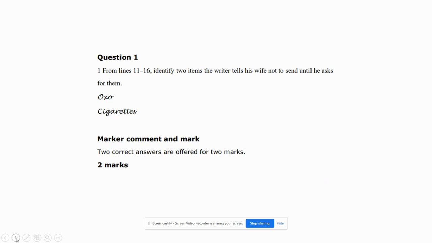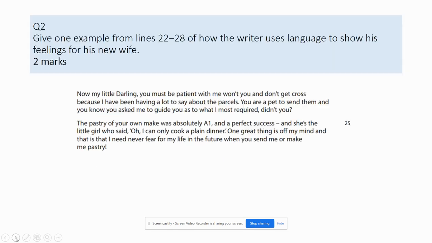Here's an example answer. So the 2 answers, OXO and cigarettes, there are 2 correct answers and they get 2 marks. Okay, so mark yours against that, see how you did.